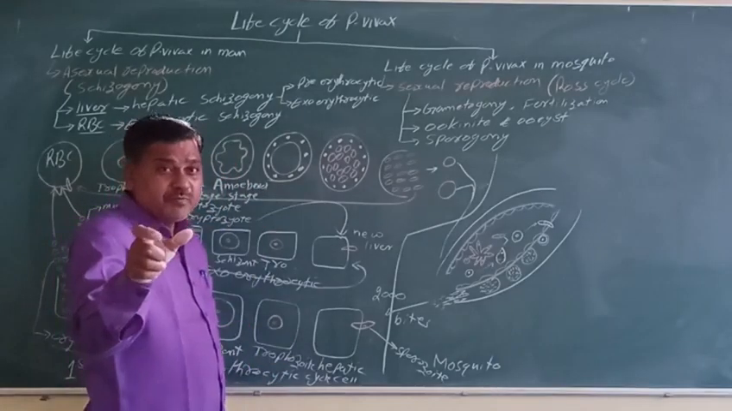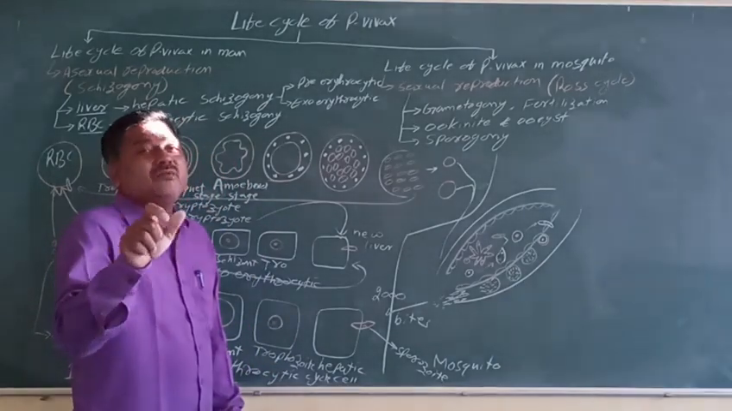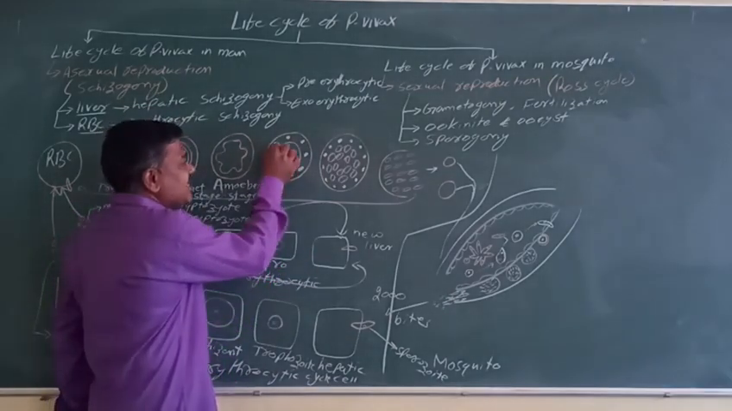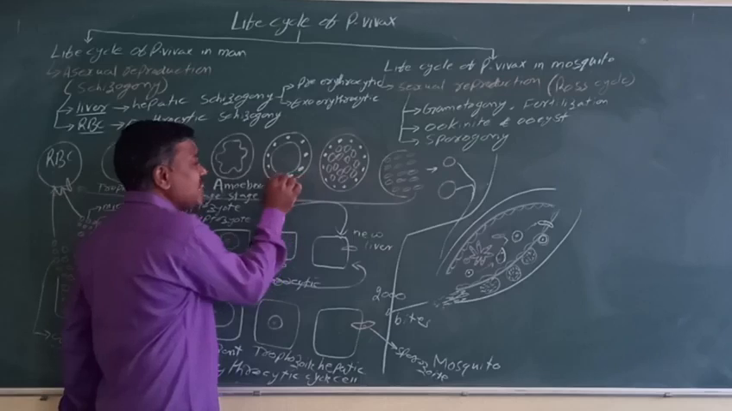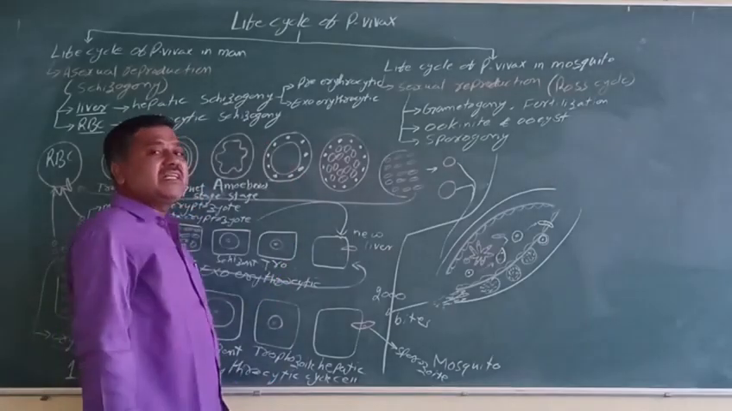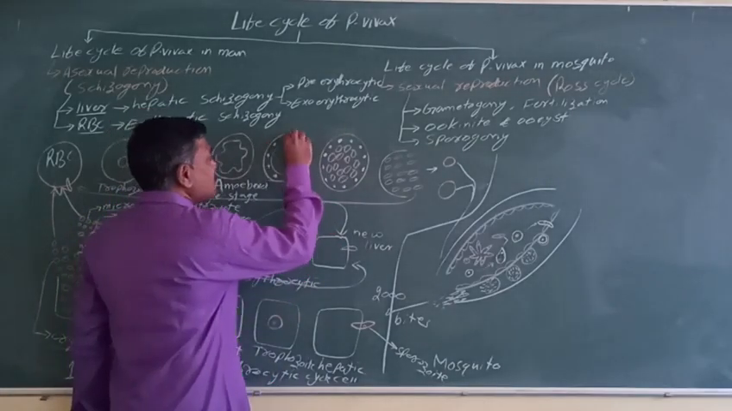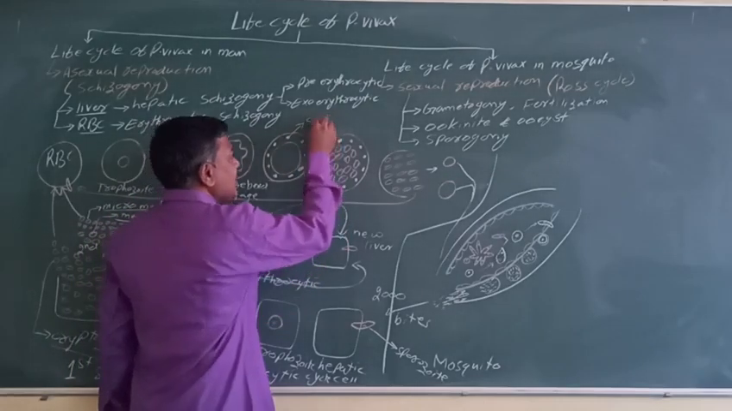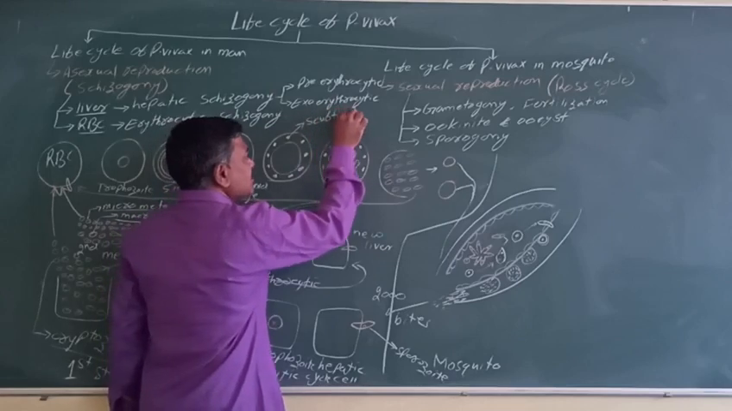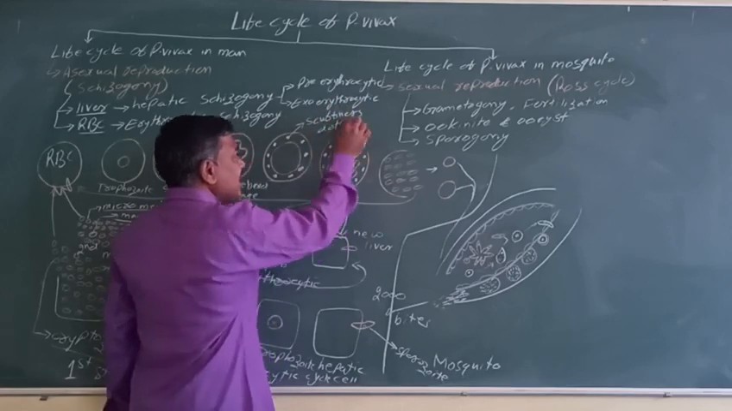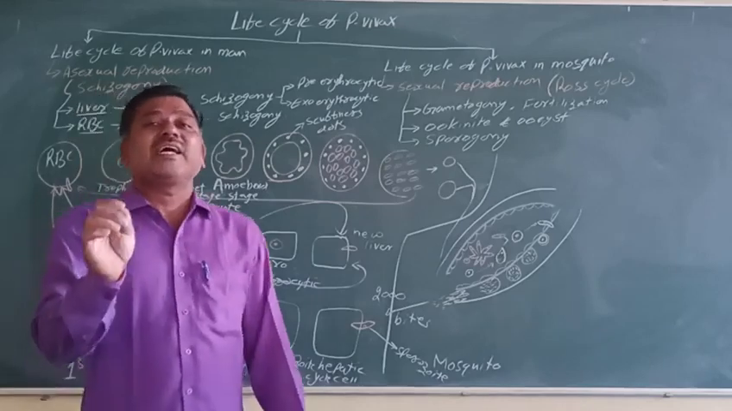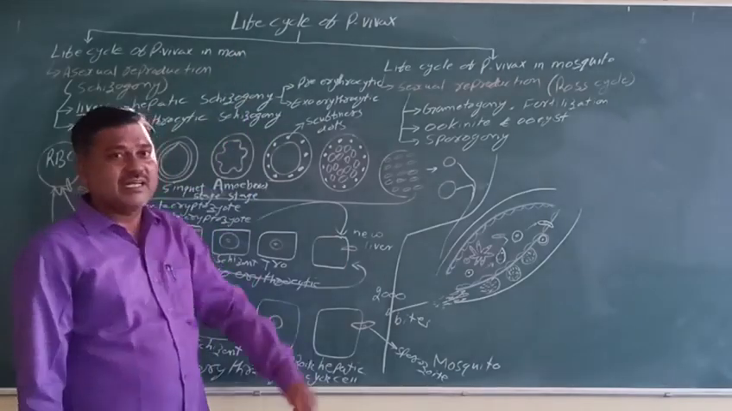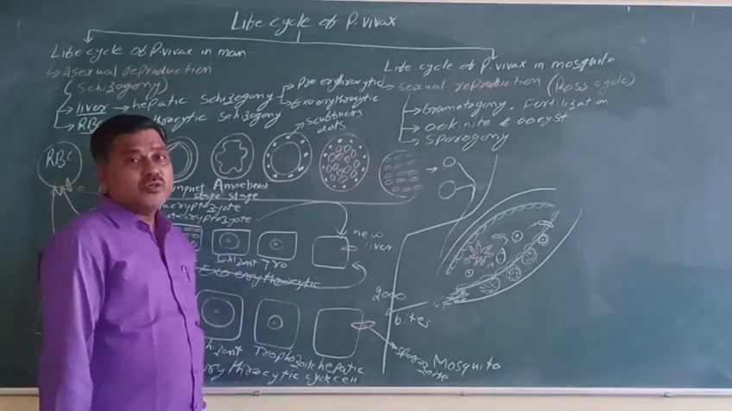Now the heme group, the soluble heme group, is converted into crystalline form, and this crystalline form is released outside. These are present like dots in the RBC, and these dots are called Schuffner's dots. These Schuffner's dots are the antigens released by Plasmodium vivax.